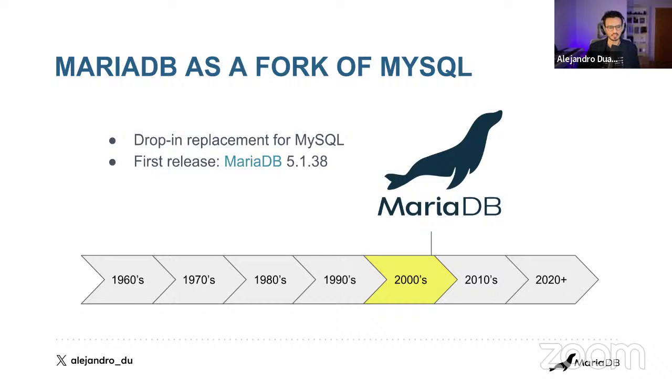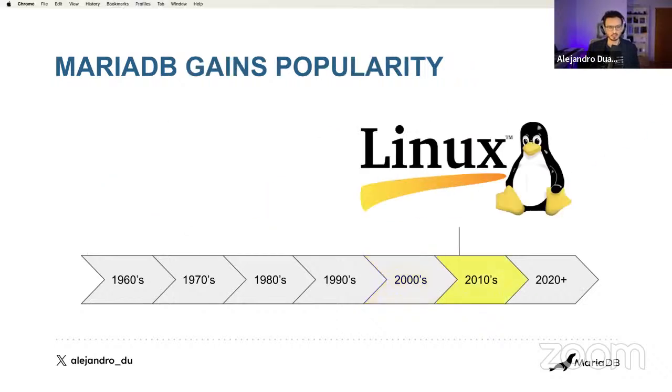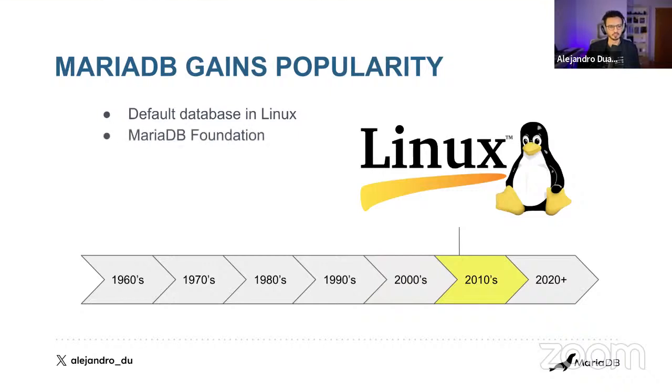So it's been a long ride, and the projects have diverged. MariaDB has features that MySQL doesn't have, and some improvements. It is open source. It's released under the GPL, so that ensures that the MariaDB server is going to be open and free for everybody. Now, MariaDB started to gain popularity very quickly in the next years, and it became the default database in most Linux distributions. The MariaDB Foundation was created also to protect this and to drive the development of the MariaDB server and to drive innovation and adoption and this kind of stuff.